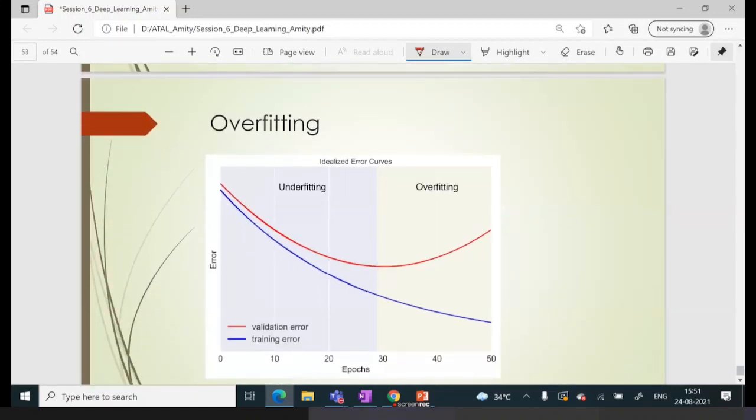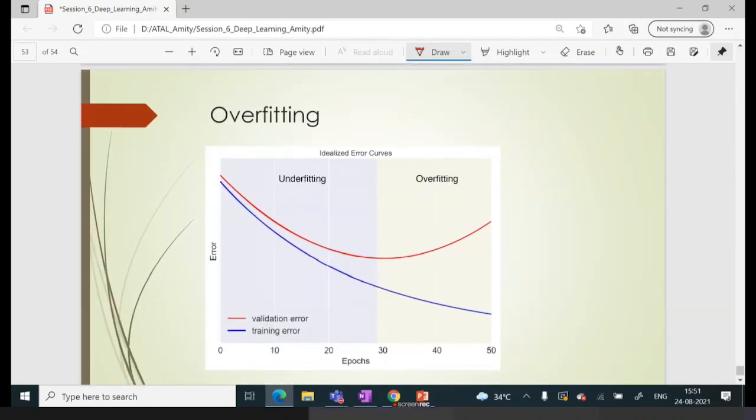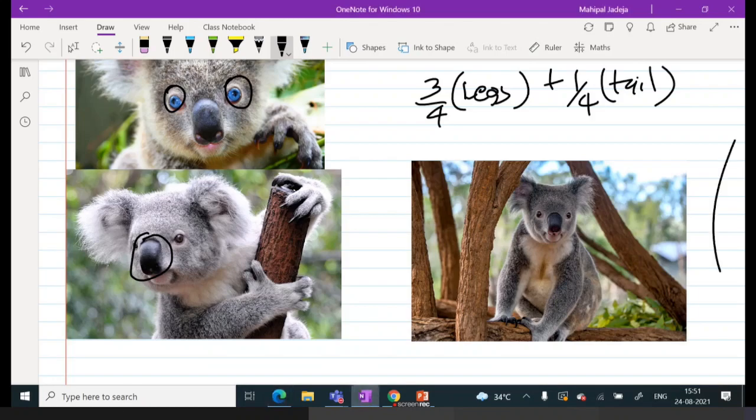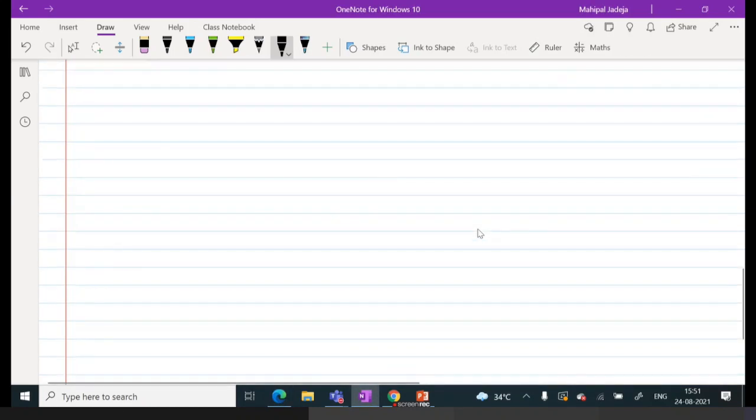Okay, fine. So now there is one last issue which we need to discuss, and then we can start with the hands-on. The issue is overfitting. So what is the meaning of this term overfitting? Let me consider one particular example. Let's say the task is to classify different animals.